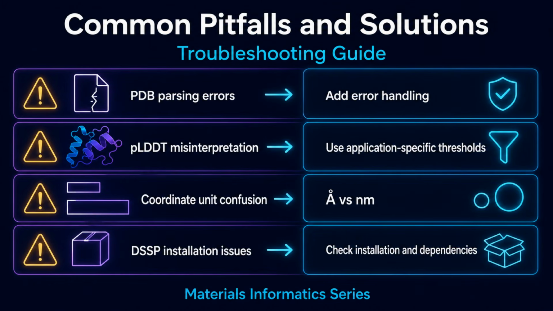Let me share some common pitfalls and their solutions. PDB parsing errors often occur due to missing atoms or format issues. Always wrap the parsing in a try and except block that catches key errors. Don't misinterpret pLDDT scores as absolute accuracy. Use application-specific thresholds. Watch out for coordinate unit confusion between angstroms and nanometers. Explicitly name variables with units.